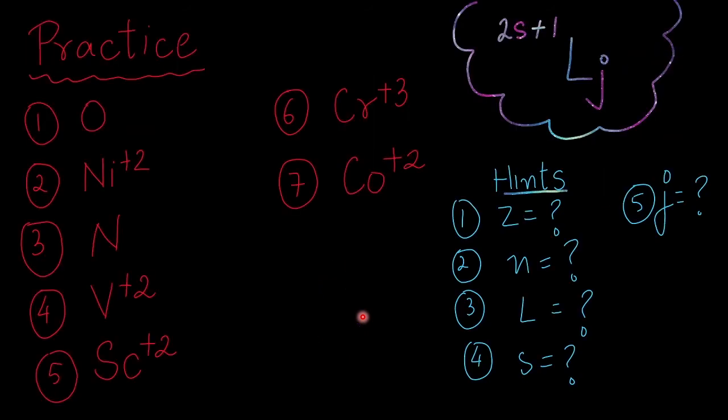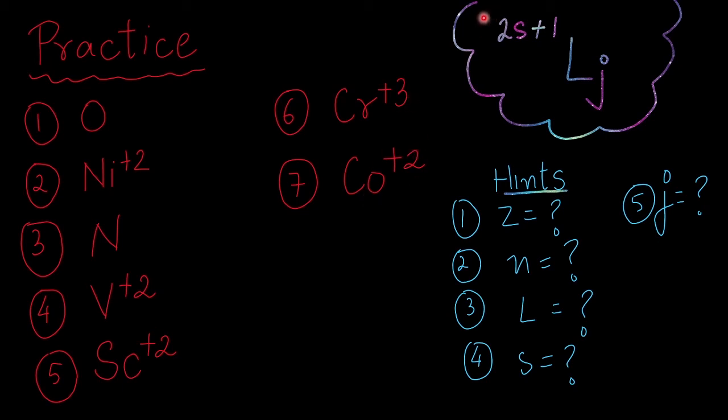And for practice, you can find these. You need to find the term symbol for oxygen, nickel in plus 2 state. What will you do in plus 2 state? You will remove 2 electrons from the ground state, from the d orbital or s orbital, right? S is the outermost, 4s. You remove 2 electrons from that, and what will be left in d afterwards? So you have nitrogen in ground state, vanadium, scandium, chromium in plus 3, cobalt in plus 2.